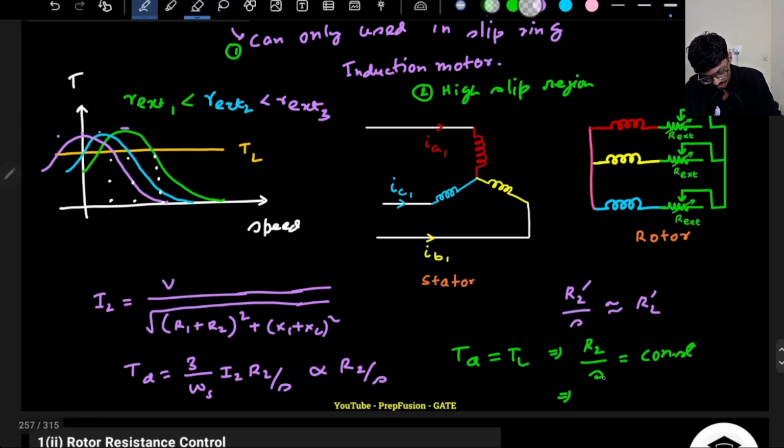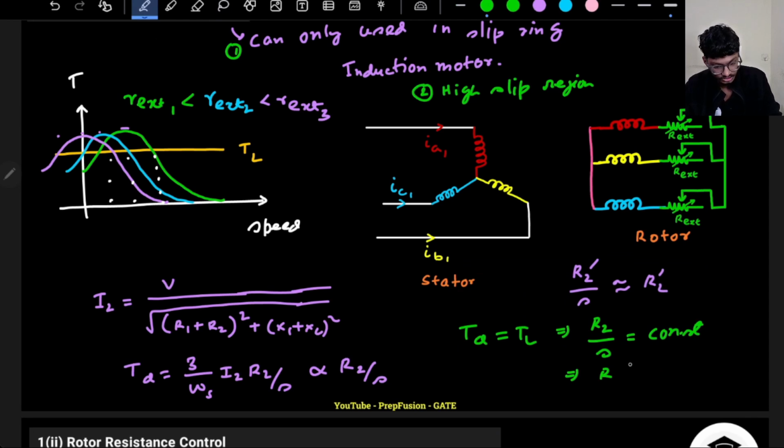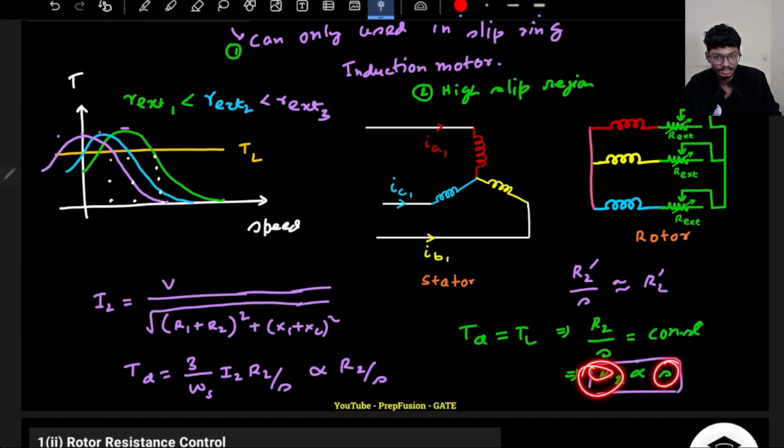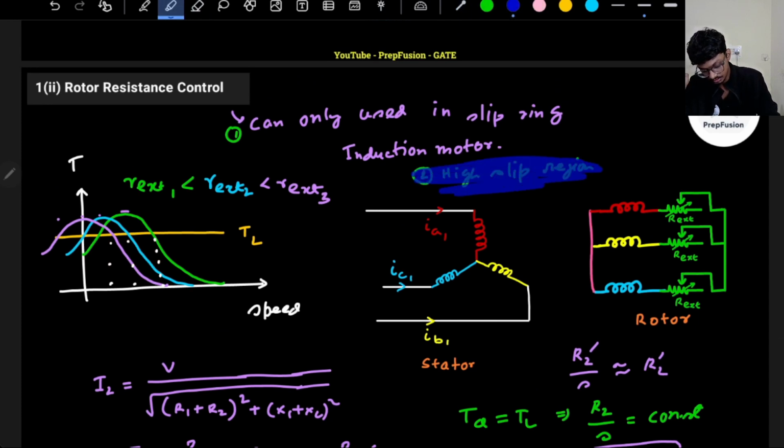In the previous lecture I did not mention it because we were not discussing speed control. So here my R2 is proportional to slip. This is the underlying equation: if I increase my rotor resistance, the slip will increase. What does slip increase mean? Slip increase means rotor speed will reduce. That's why you are seeing rotor speed reducing, that's why the graph is shifting backwards. So the steady state point is shifting backwards. But all this, remember, is with one approximation, that it is in the high slip region. This is a very, very important approximation, right?